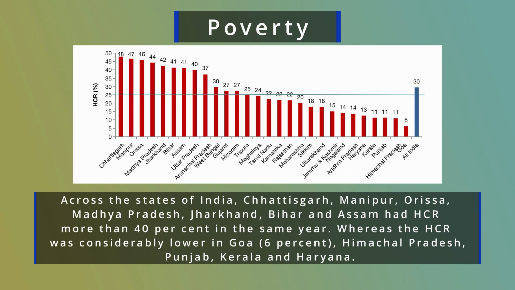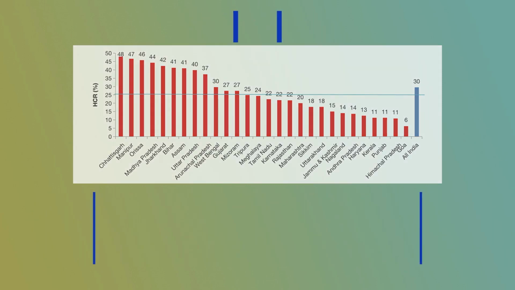Therefore, there are a number of states having the head count ratio higher than the national average. This information helps us to understand the regional imbalances or regional disparities in terms of the variation of the percentage of poor people. Section 5 deals with the regional imbalances in respect of the variation of multidimensional poverty.